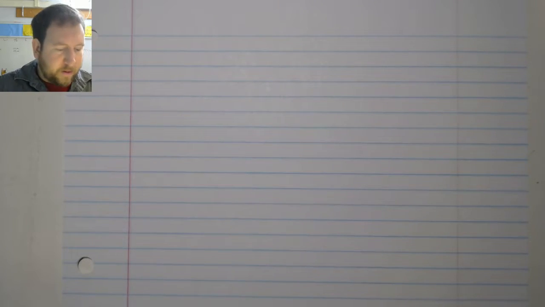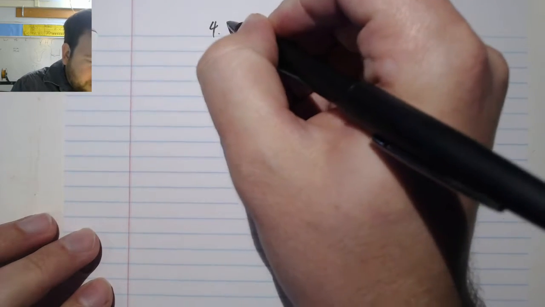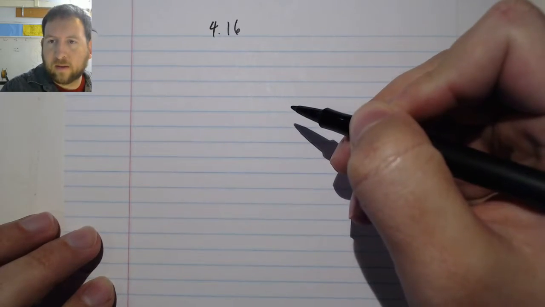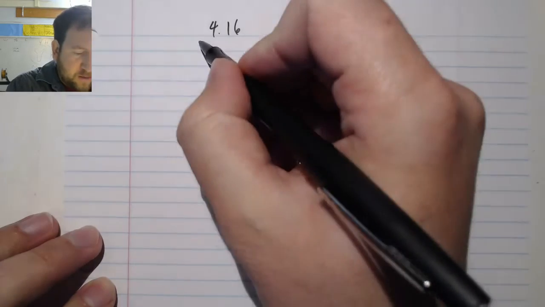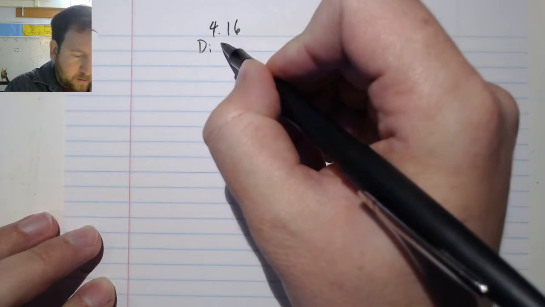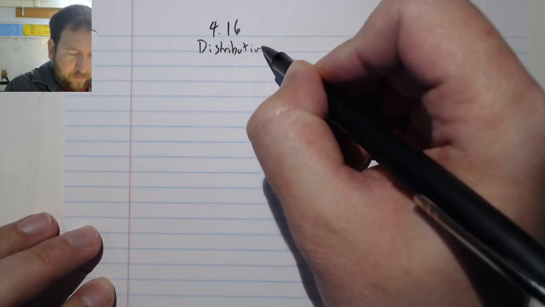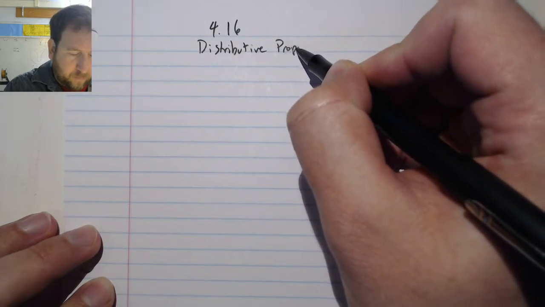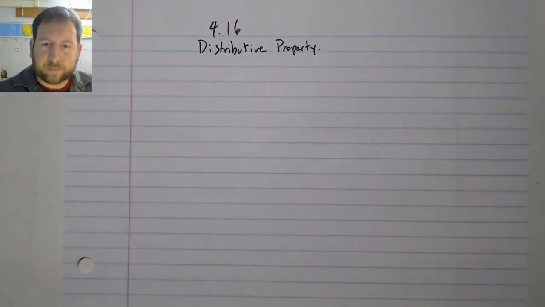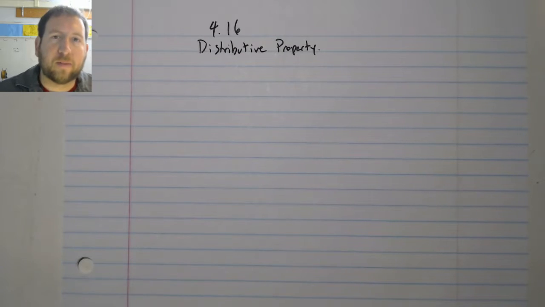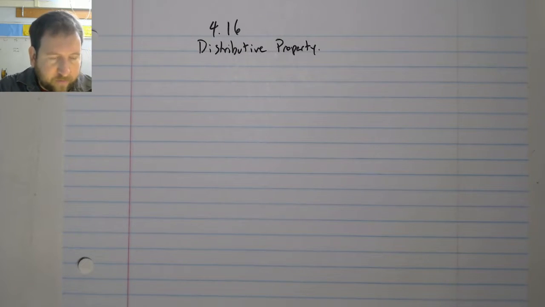All right, we're going to talk about our second section today. We're going to do 4.16, and it's going to be talking about the distributive property. The distributive property is a useful tool for remembering how to multiply over quantities.